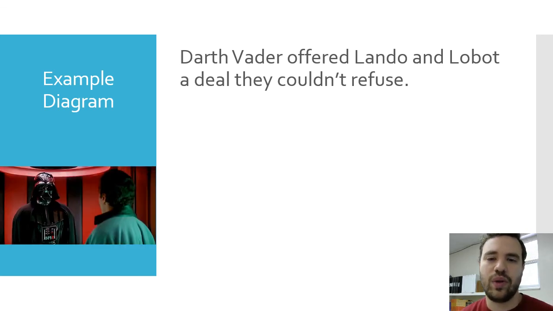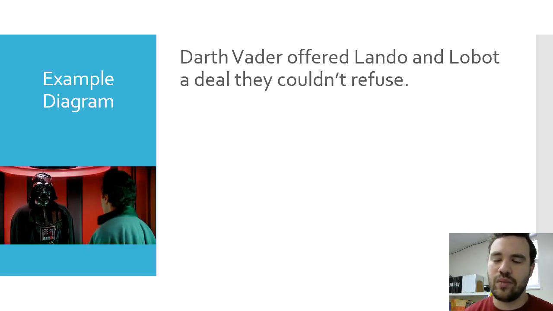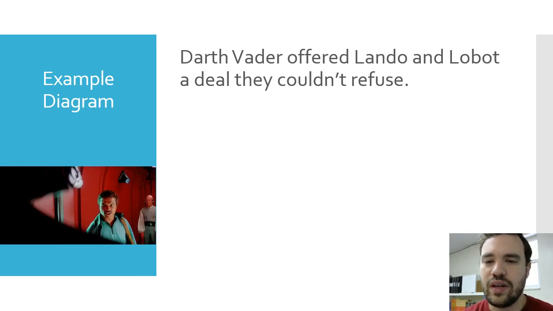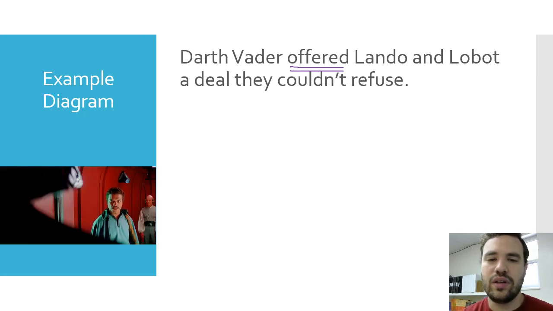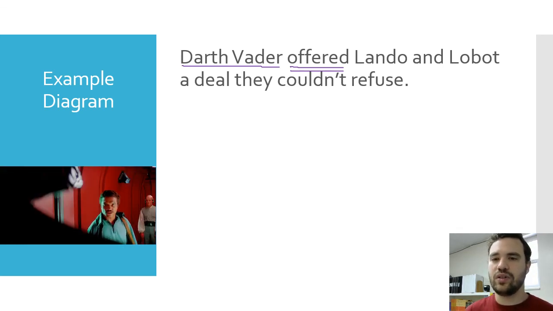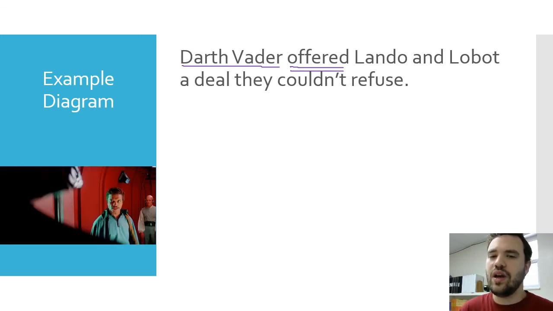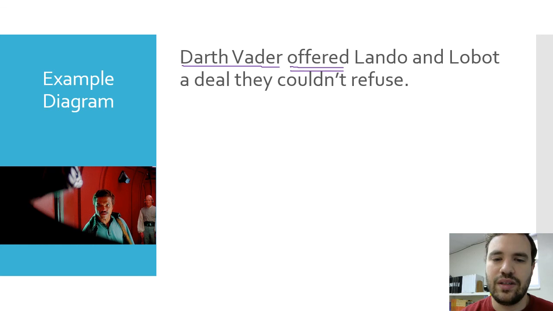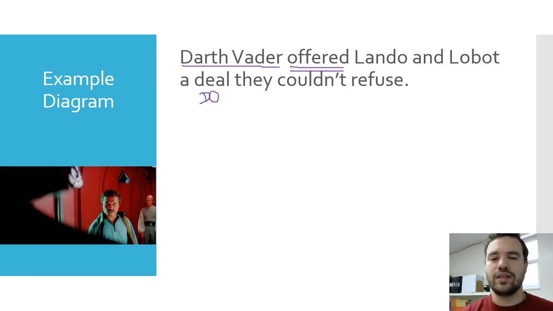Here's our last example. Darth Vader offered Lando and Lobot a deal they couldn't refuse. All right, so let's start by looking for the verb. We've got a clear action word here in offered. Who offered? Darth Vader offered. All right, so our subject is Darth Vader. Darth Vader offered whom, or Darth Vader offered what? Well, he didn't offer these people to someone else. What he offered was a deal. So, deal is the direct object.